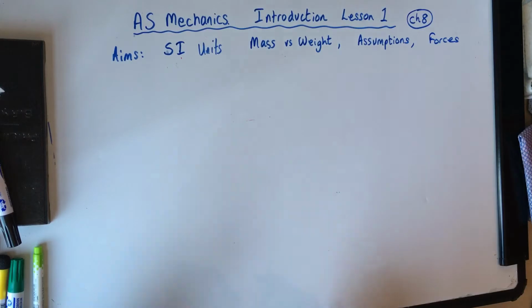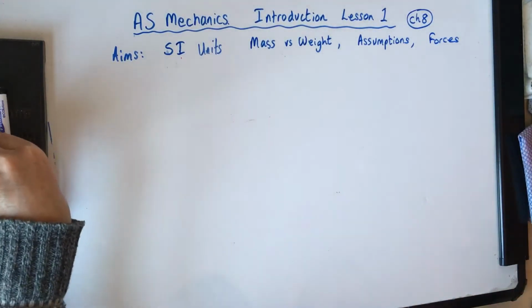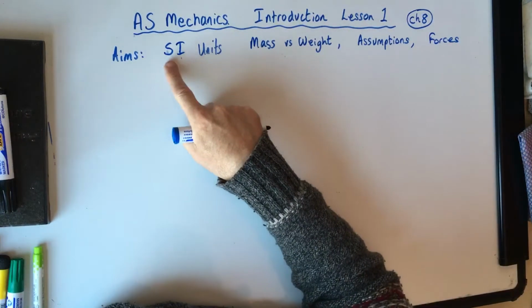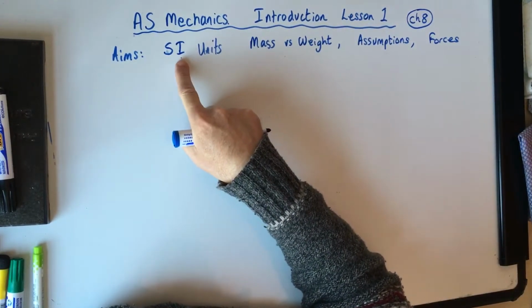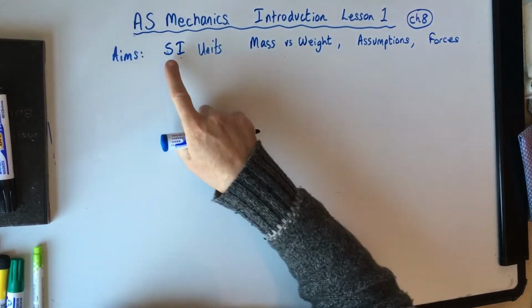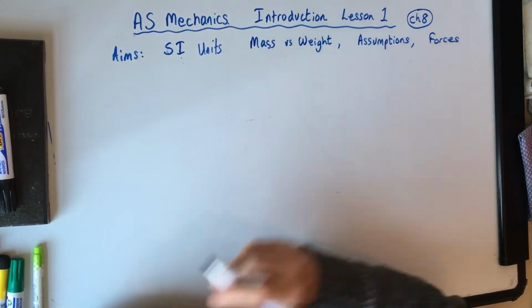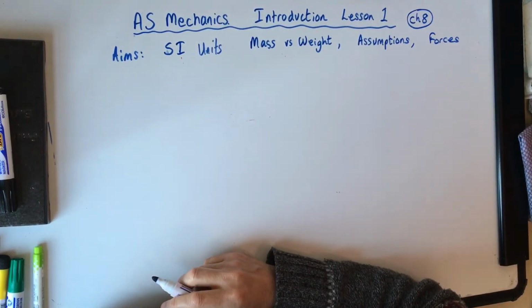Okay, so let's start with SI units. The S and the I stand for system and international. It's French. In French they say sentences the other way around, so if I said system international in a French accent, there you'd have it. There are our SI units.